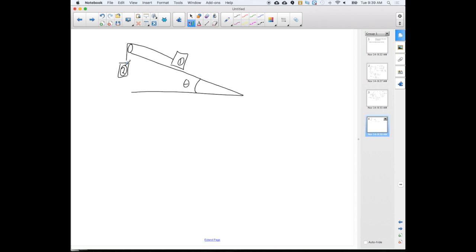So what's the logical first step to doing any one of these problems? Free body diagram. And so we know at this point that we can draw a force down the incline, mg sine theta, a force up the incline of tension.